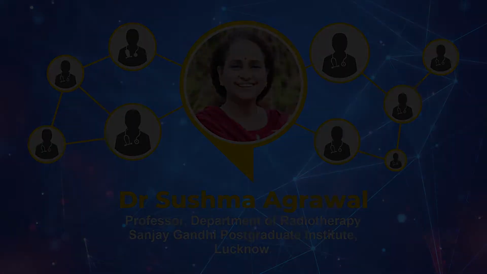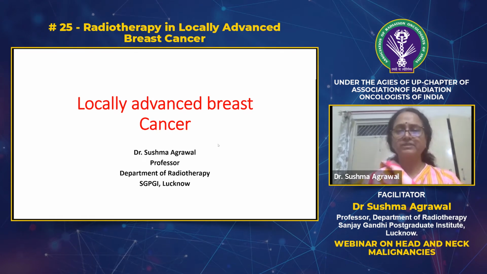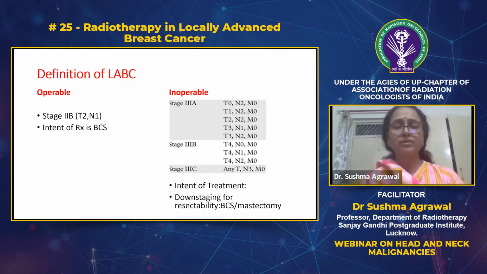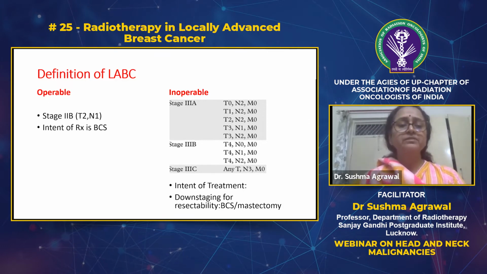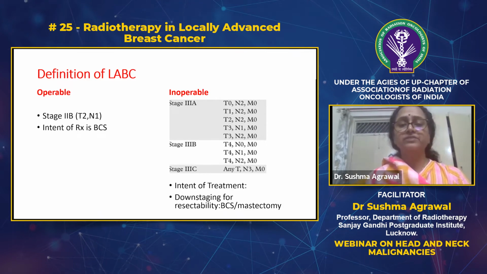So today I shall be talking about locally advanced breast cancer. Let's see which are the patients who are locally advanced. We can define locally advanced into two varieties, that is operable and inoperable. Operable is stage 2B, which is T2 and N1. And here the intent of treatment is to downsize so that the patients become eligible for breast conservation.